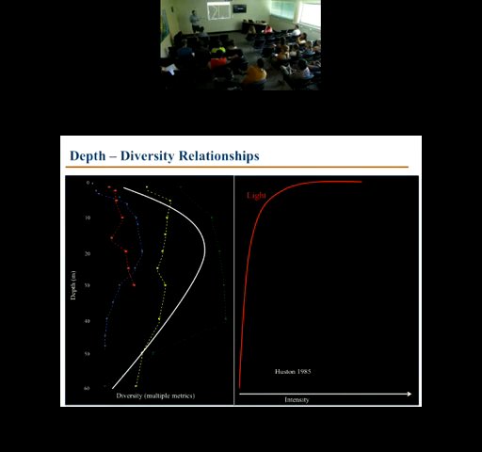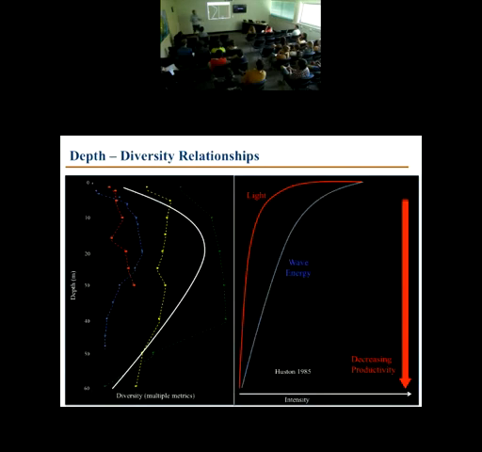There are a couple of main environmental variables contributing to this. The first is light. Light is really important for a lot of reef-building corals. They rely on photosynthetic symbionts for a lot of their energy. So as light decreases exponentially with depth, we see a decrease in the amount of productivity that you can get over this depth range, the amount of energy being acquired by corals.